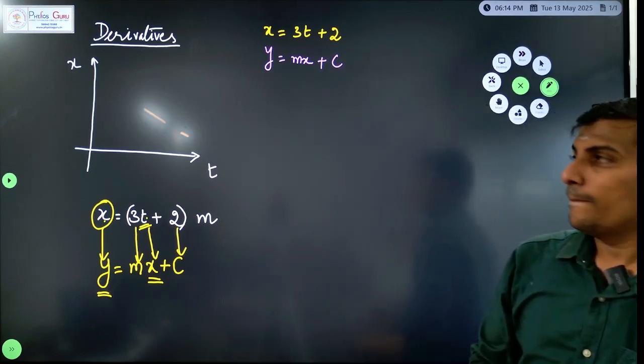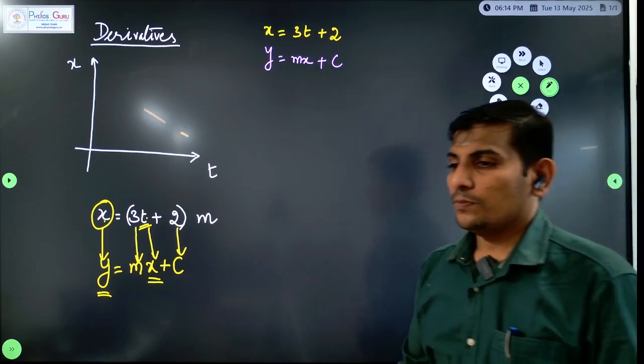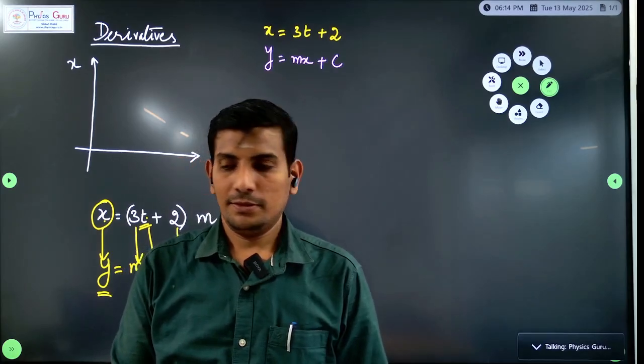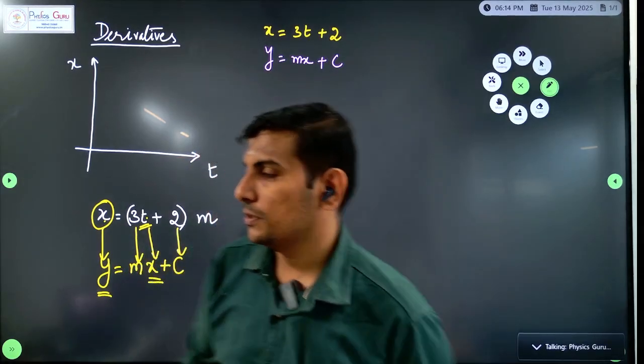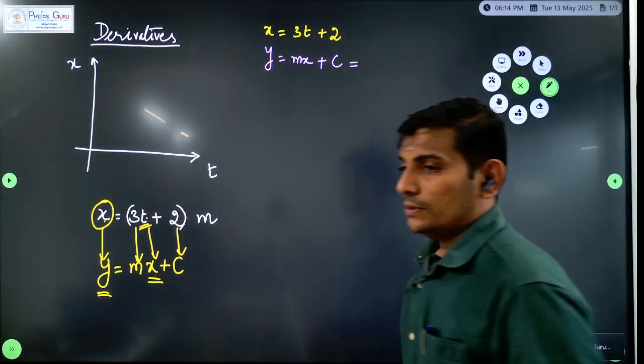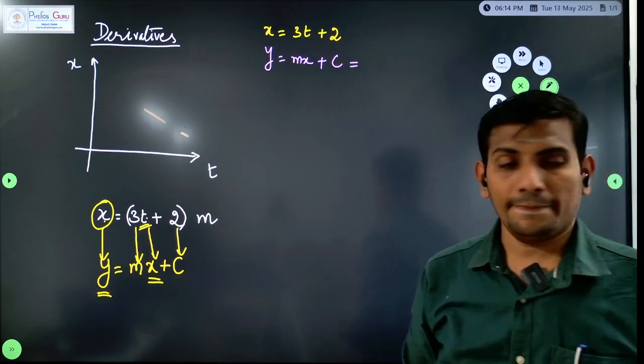Got it? Okay, y is equal to mx plus c. What structure does this indicate? Very good. y is equal to mx plus c is called the equation of a straight line.